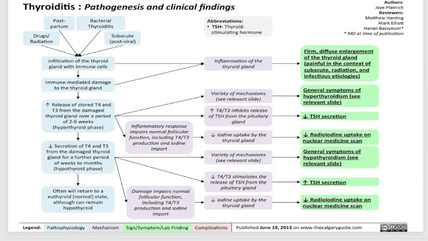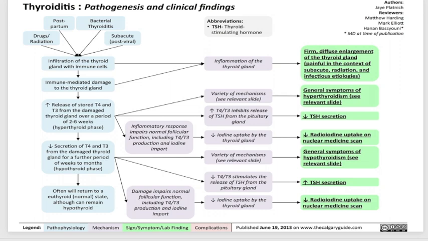So what happens then is we have that infectious etiology or postpartum causes the inflammation. Then we get released T4, T3 over a 2 to 6 week period, and that creates this hyperthyroid phase. So you can see here all of the things. We get those general symptoms of hyperthyroidism, and you can refer back to the hyperthyroidism slide. We would then have low TSH secretion. Depending on where you would pull the TSH level, you actually may get into euthyroid, hypothyroid, or hyperthyroid states.